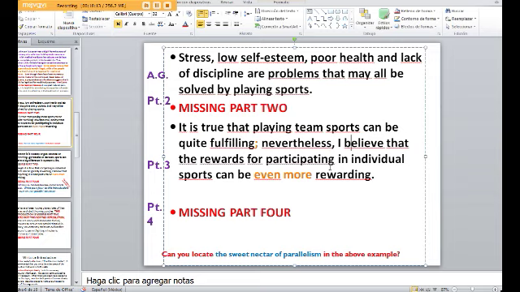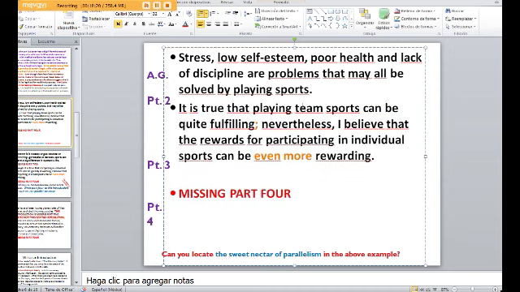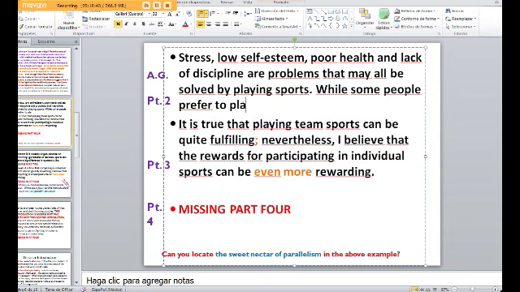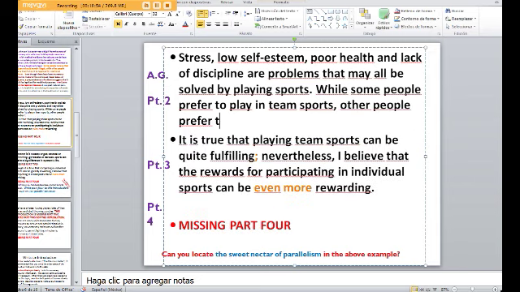After identifying two sides to the argument, it's going to be easy to write part two of that introduction. So let's write it right now. While some people prefer to play in team sports, comma, other people prefer to play in individual sports. This is part two to this introduction.